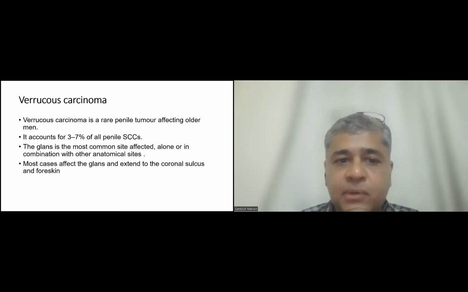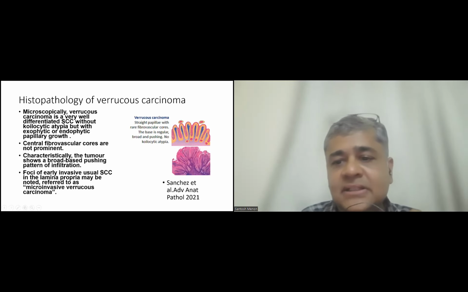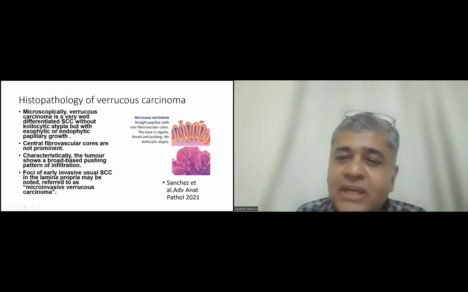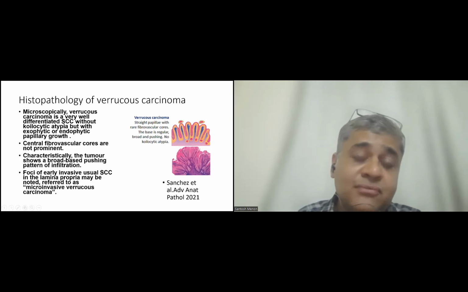Verrucous carcinoma, very important not to miss this cancer. It can affect the glans and also extend to the coronal sulcus. Most of them are seen there. They account for less than 10% of all penile cancers. It is very important to understand that these have this bulbous, elephant feet kind of broad pushing pattern of infiltration. They have very straight papillae with not very well-formed fibrovascular cores. They're rather fused in places, but the broad elephant feet kind of invasive focus is the most important thing, or the front with the lamina propria, where you should recognize them and call it.